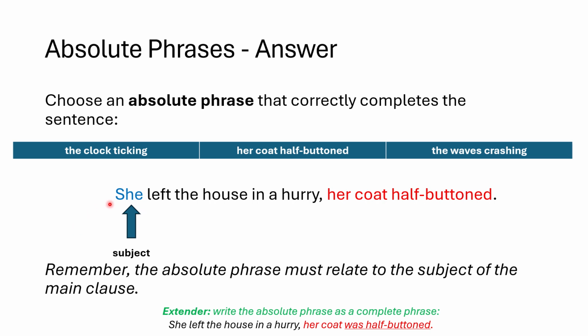Check your answer. She left the house in a hurry, her coat half buttoned. For the extender, the absolute phrase as a complete phrase sounds like this. She left the house in a hurry. Her coat was half buttoned.